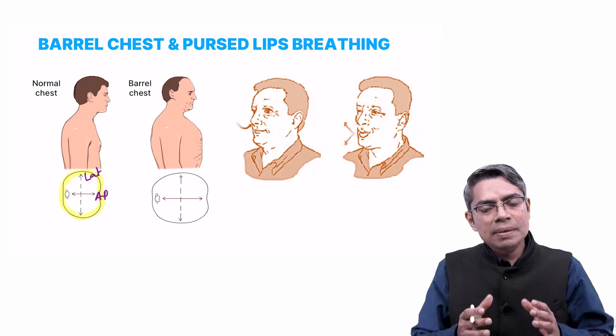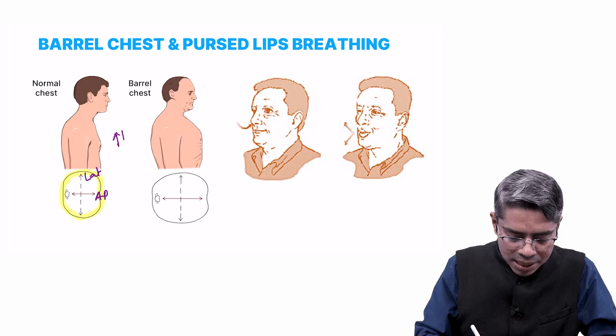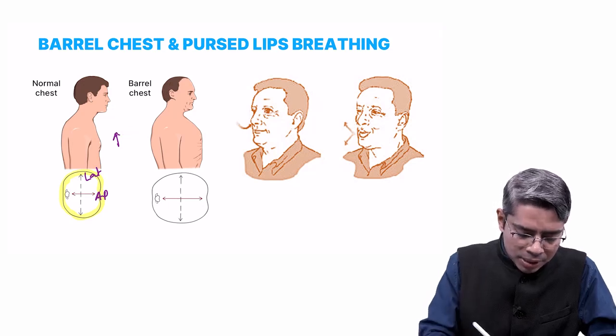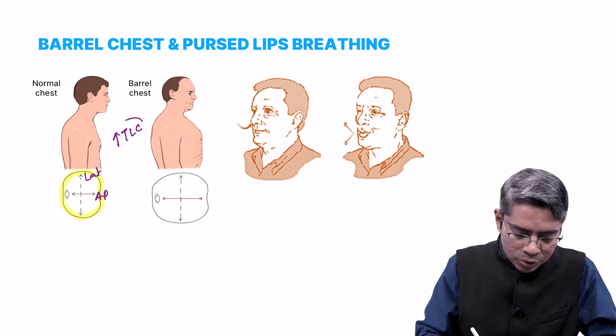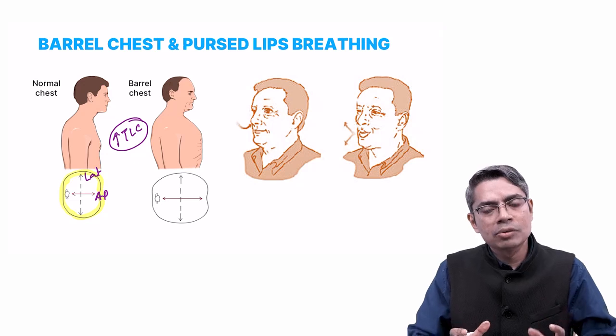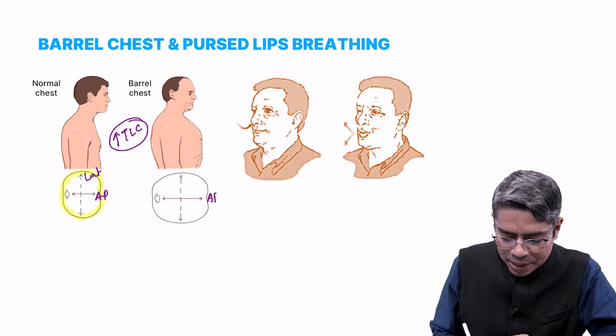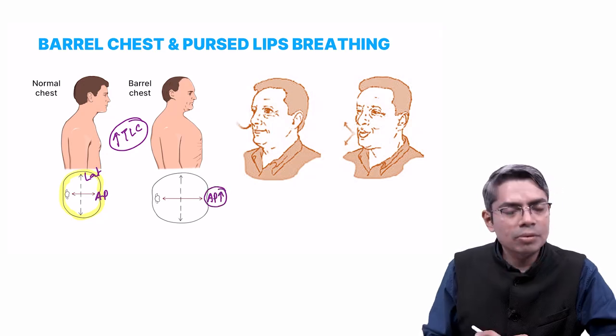But if your lung is expanding more and more because of the increase in TLC, you have to accommodate this extra volume of air within your lung, within your thoracic cavity. So what is going to happen? There will be expansion of the anteroposterior diameter of the thoracic wall.